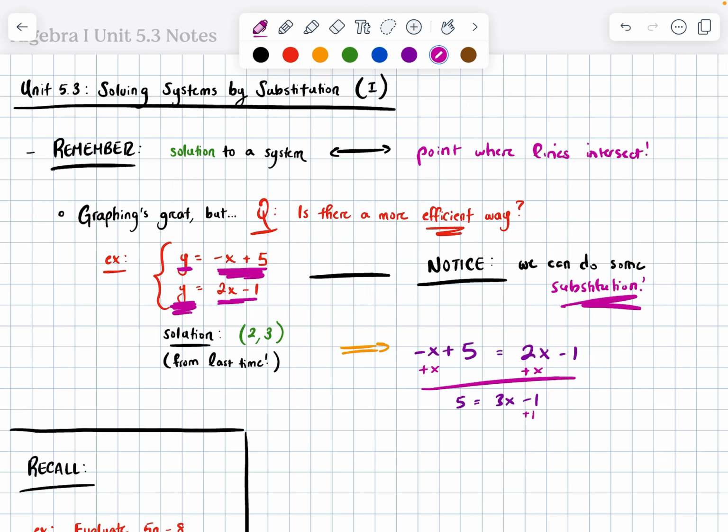Now I want to get x by itself, so I have a negative 1 on the right, I'll add 1 to both sides to get rid of it. 6 is equal to 3x. To get x by itself, let's divide both sides by 3. That tells me that 2 equals x. And would you look at that? There's that value of 2 that we wanted. So I've got the value of x.